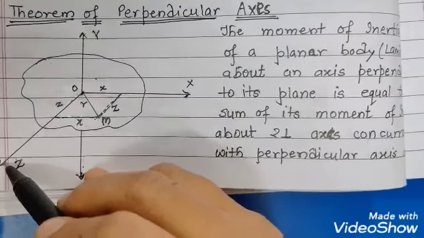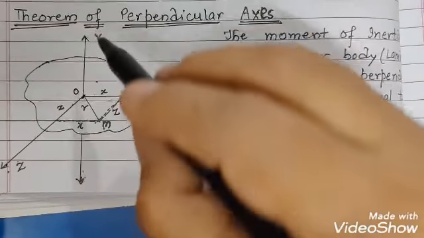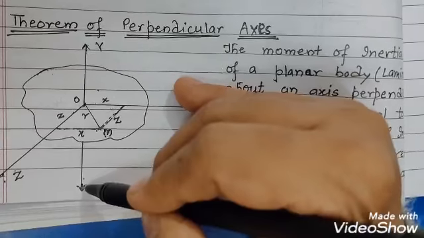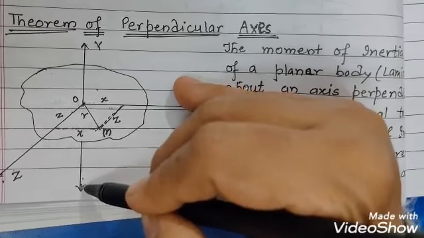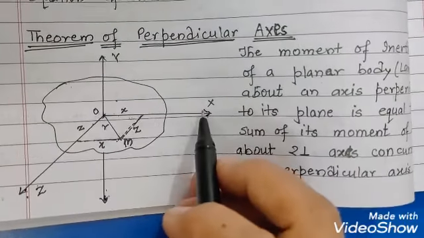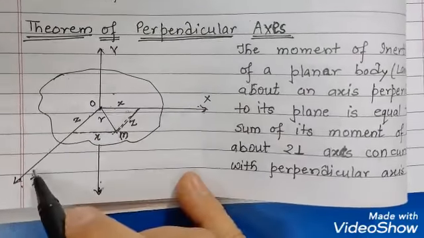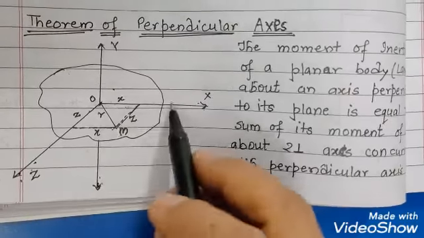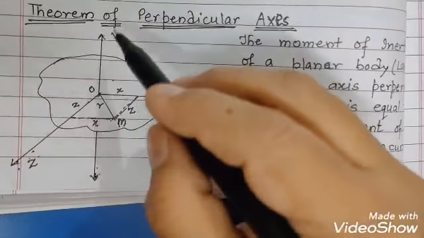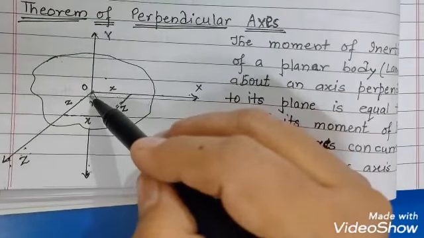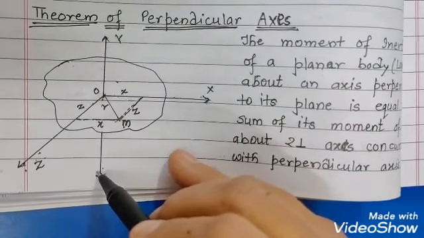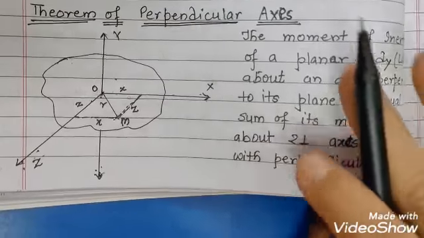So the theorem is telling this: if we take the moment of inertia about this y-axis, then that moment of inertia should be the sum of the moment of inertia about the x-axis and the moment of inertia about the z-axis. The x and z axes are in the same plane in which the body lies, and the y-axis is the axis perpendicular to the plane of the body. Okay, so this is the statement.